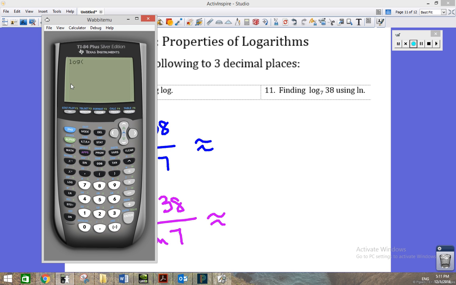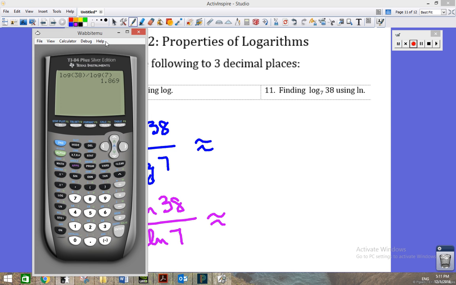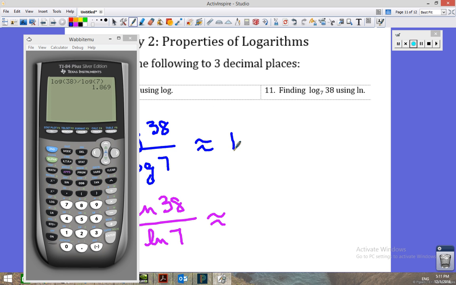I have, using the common logarithm, log of 38, close the parenthesis, divided by log of 7, and to 3 decimals, I'm getting 1.869. And if instead I use the natural log button, the natural log of 38, close the parentheses, divided by the natural log of 7, I'll have the same ratio. I'll have 1.869. So even using the different buttons.